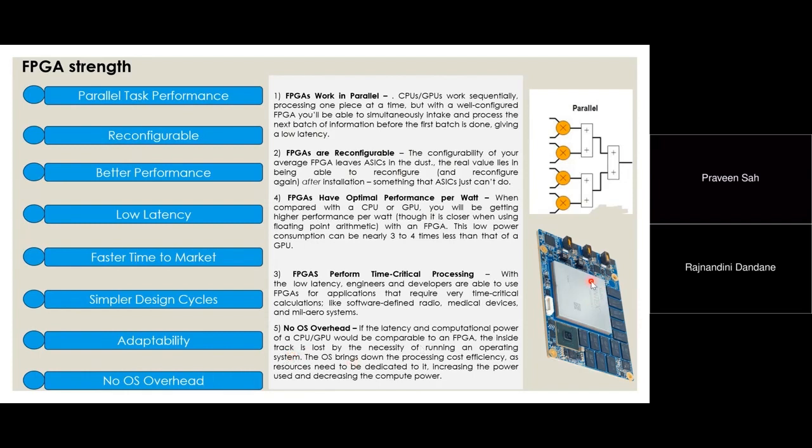You don't have to worry about an OS. Unlike a CPU, if you are using any CPU, you have to worry about Linux, or any operating system. Although a CPU or GPU may have comparable latency and power, that advantage gets overwritten by the OS in the CPU and GPU, whatever you use. In FPGA there is no OS kind of thing. It is just RTL code, you flash it, that's it. So these are the FPGA strengths.